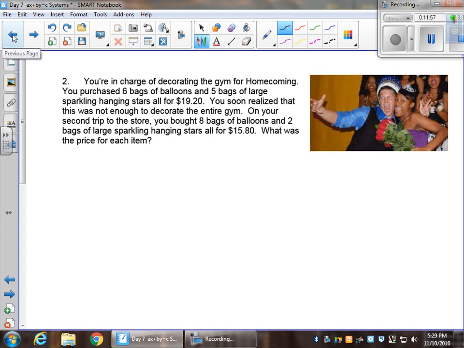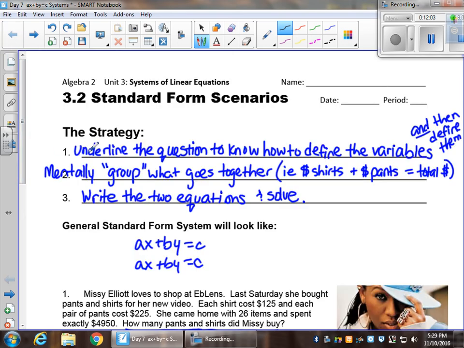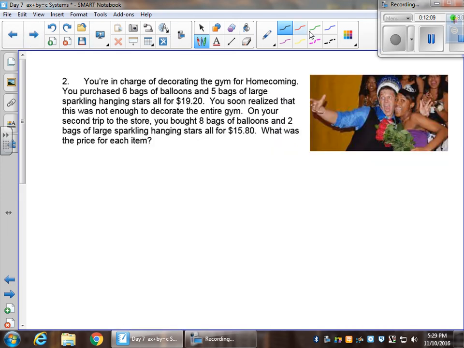Go back, look at the front page. What does your first step say to do? Go look. It says, underline the question to know how to define the variables and then define them. Let's do that. The question is, what was the price for each item? That helps me know how to define my variables because it's telling me what the unknown is. The price of each item.